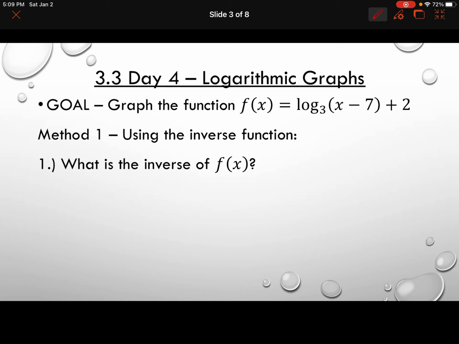So typically the first step that we would always do is turn this into y equals instead of f of x. So I simply replace the f of x, or the function notation, in the equation with a y. So I'm going to write our equation now as y equals log base 3 of x minus 7 plus 2. So that's the first step. So nothing too complicated so far.